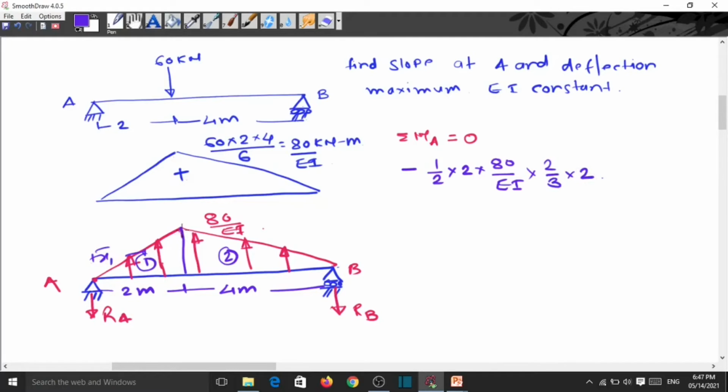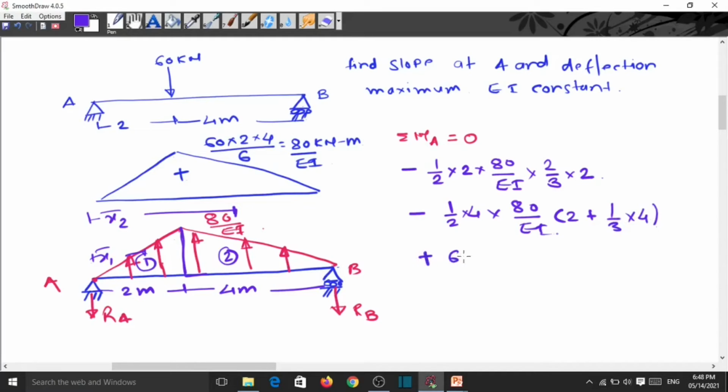Then this second part here, that again the minus. So 1/2 base is a 4 and height is a 80 by EI. Now CG of this is from here x2 bar suppose somewhere here. So this is 2 plus 1/3 of this 4. Then this RB is a clockwise, so plus the 6 into RB is equal to 0.